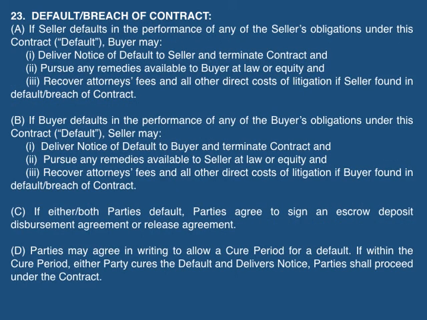Paragraph 23, default/breach of contract. If the seller defaults in the performance of any of the seller's obligation under this contract, the buyer may deliver notice of default to the seller and terminate the contract, or pursue any remedies available to buyer at law or equity, and recover attorney's fees and all other direct costs of litigation if the seller found in default or breach of contract. It goes on to say, if the buyer defaults in the performance of any of the buyer's obligation, the seller may do the same things it listed for the buyer.